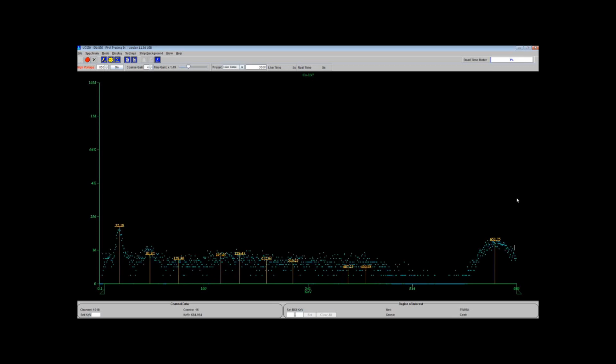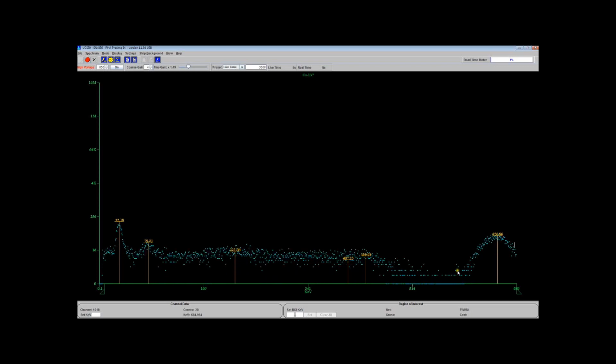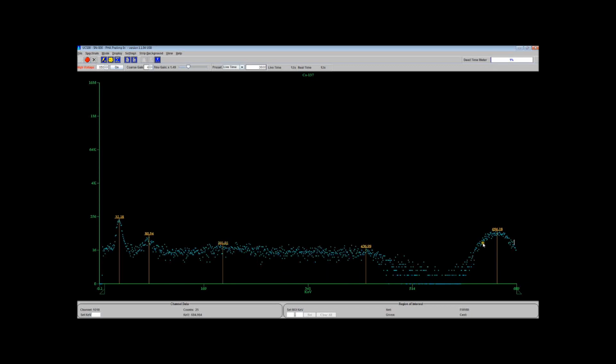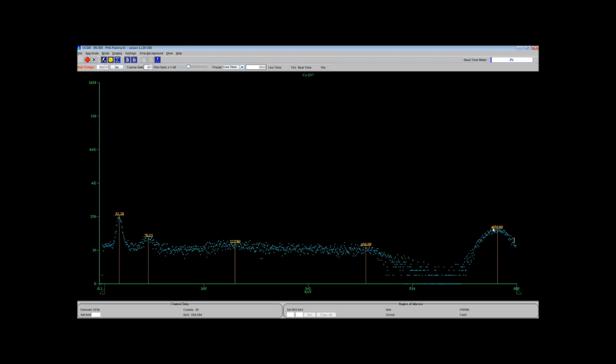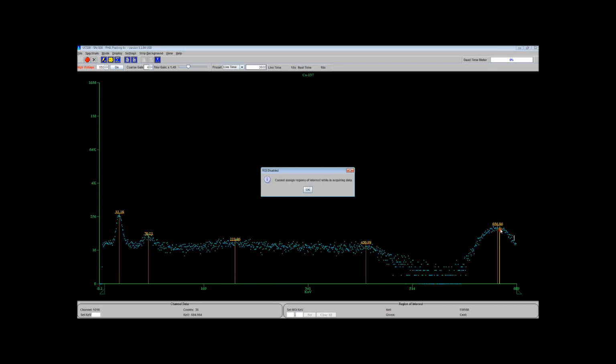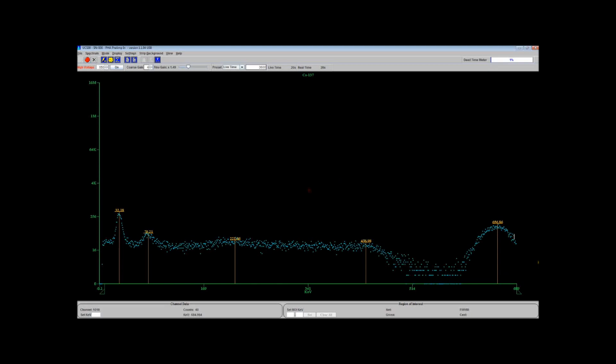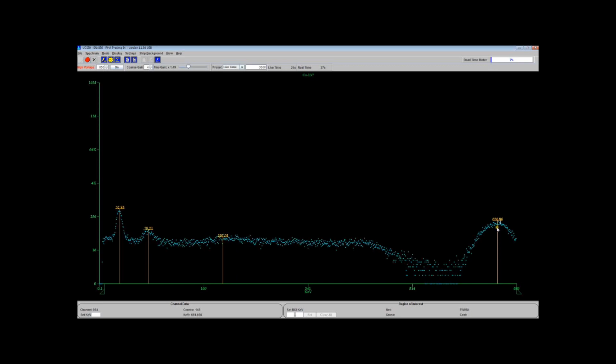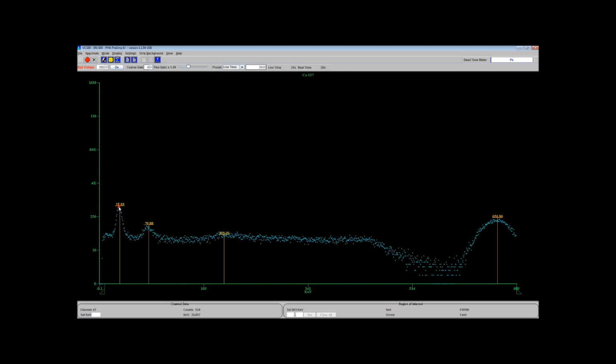Look at that build. As you can see, cesium-137 produces a signature like this. A massive photo peak is produced at 661.66 kiloelectron volts. This one is just a little bit off, but that's alright. 661 is right here. It's a little bit past that. And another one at 32.19, which is just a little hair over from here.